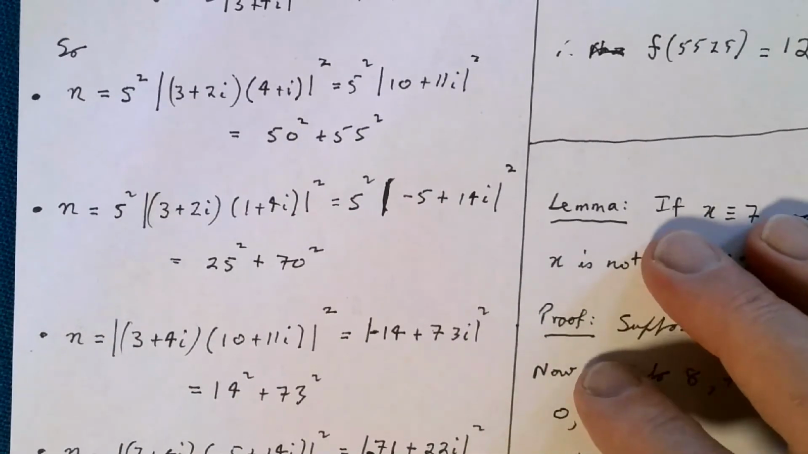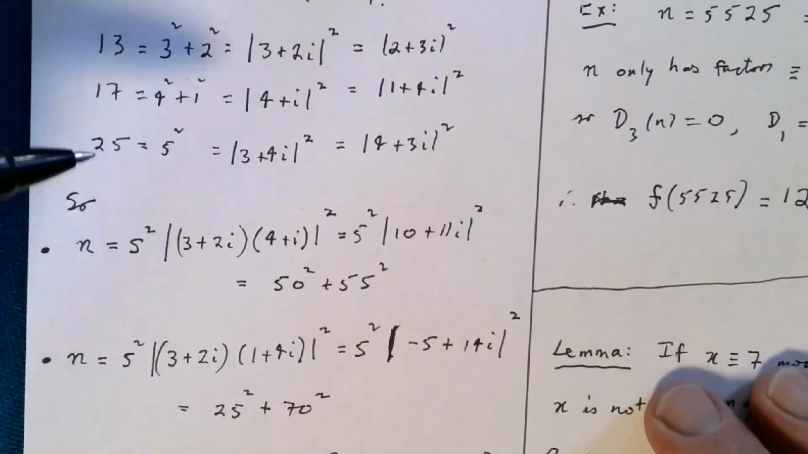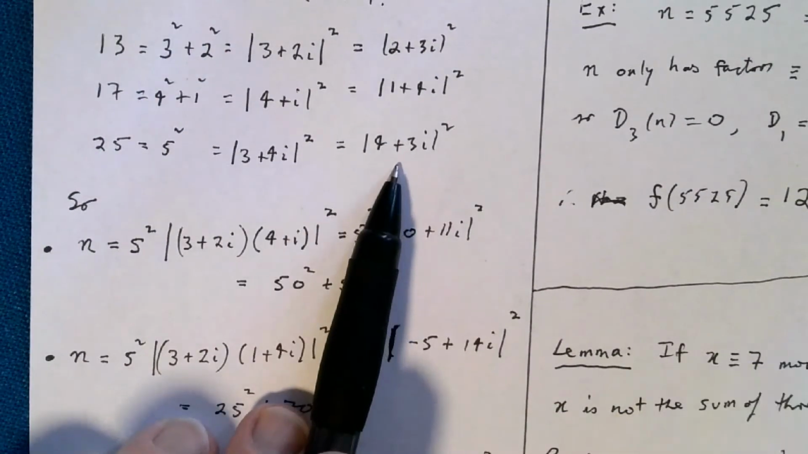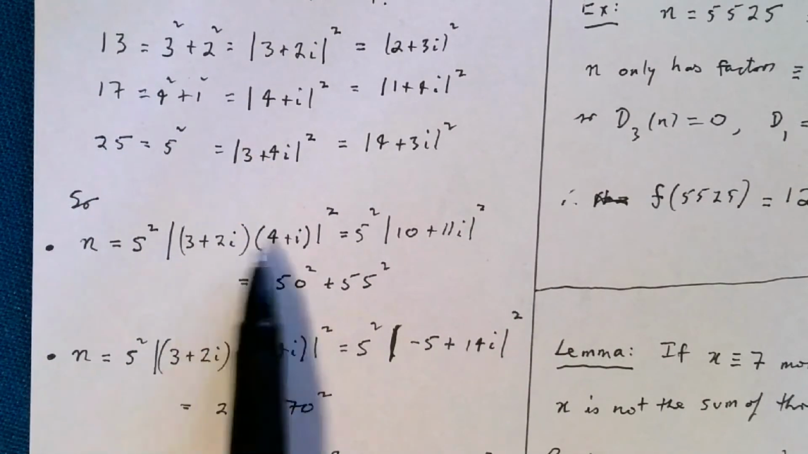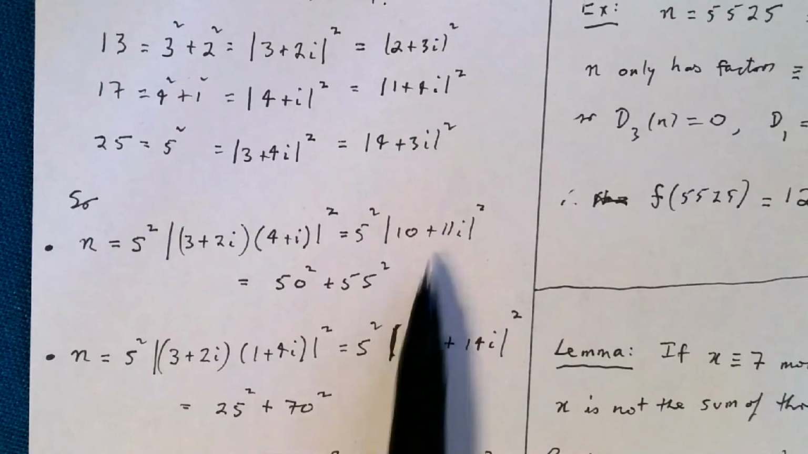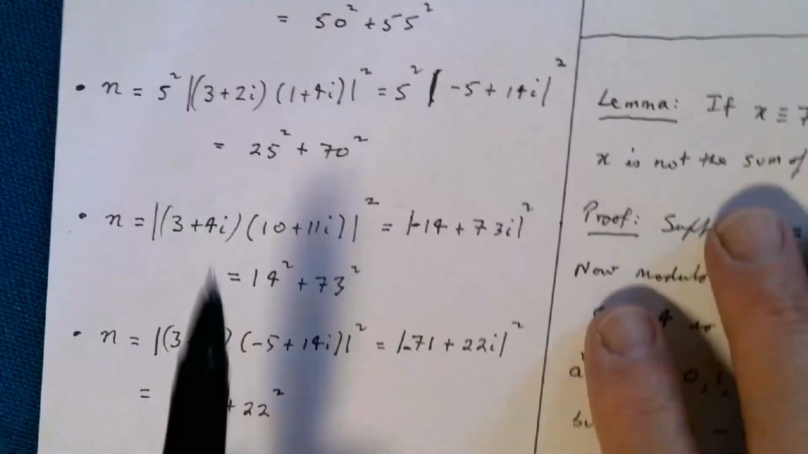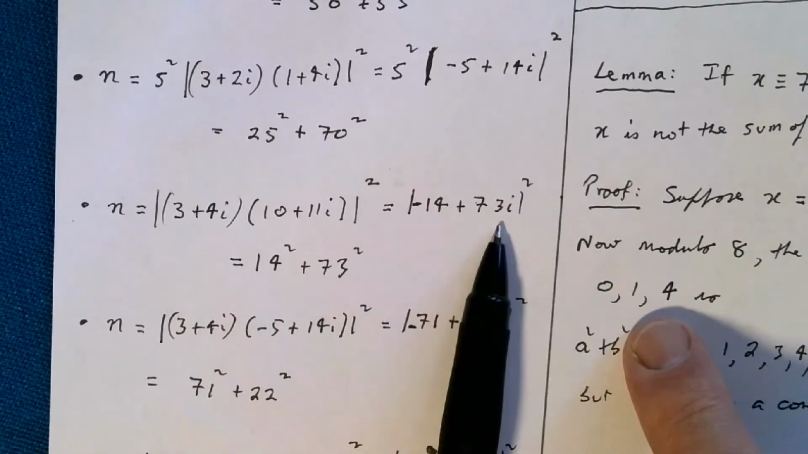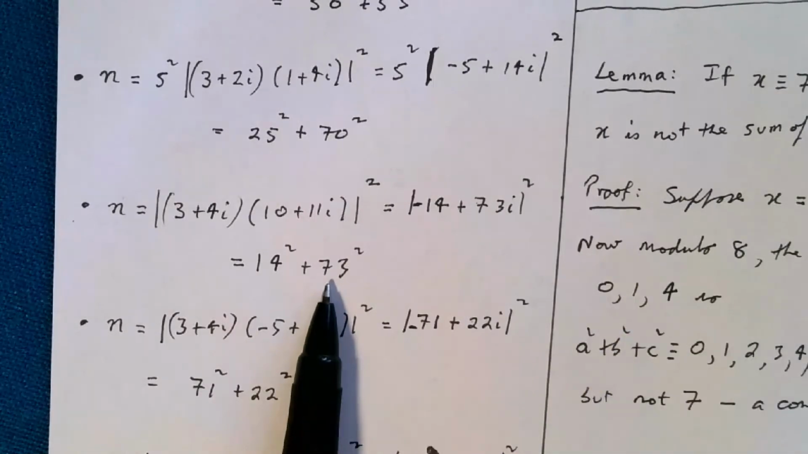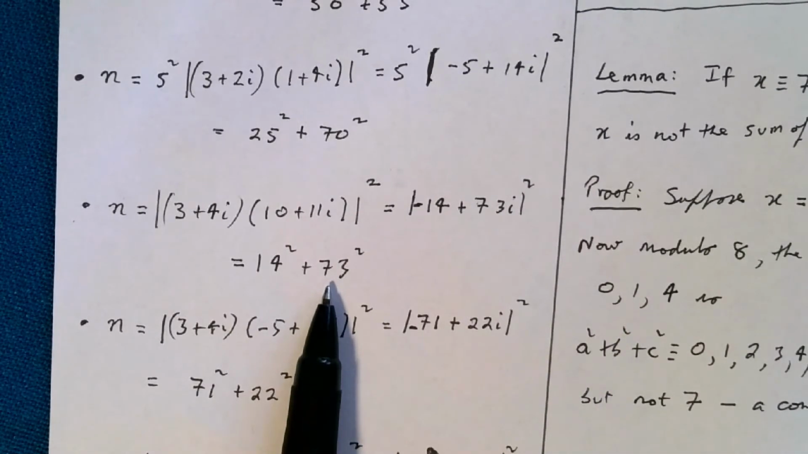Now, I can also start using the 25 in this form. So I'm going to take this one and I'm going to use this product that we got from here, the 10 plus 11i. So I'll do the same thing again. I multiply these out. I expand this out. I get minus 14 plus 73i. And that gives me 14 squared plus 73 squared, and there's another representation of the number as the sum of two squares, different to the ones we've had before.